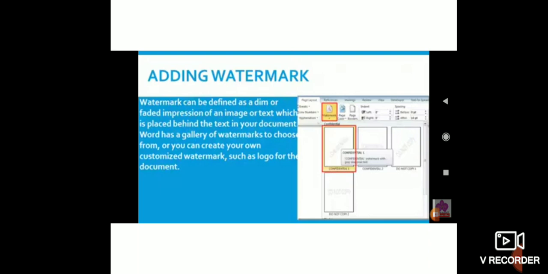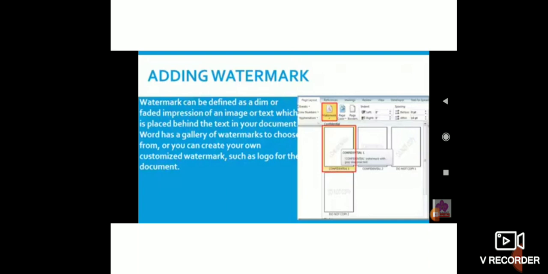Adding watermark. A watermark can be defined as a dim or faded impression of an image or text which is placed behind the text in your document. Word has a gallery of watermarks to choose from, or you can create your own customized watermark such as a company logo for a document. Let us learn how to create a watermark.